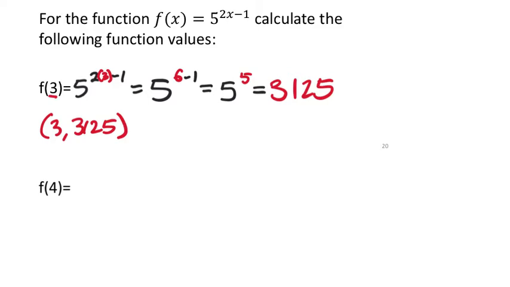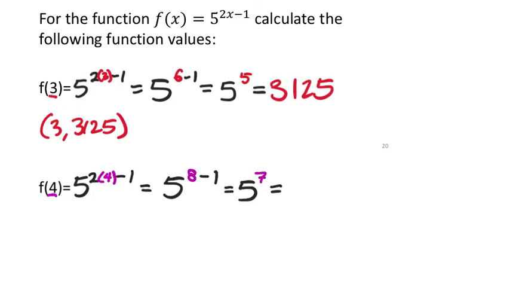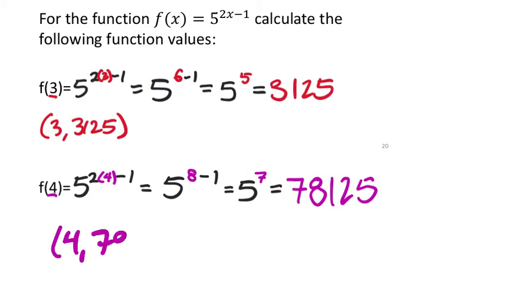Now we need f of 4. So that's 5 to the power of 2 times now 4 minus 1. But the x is 4. So a little bit more work, maybe even than you'd want to do because the calculator would do this. But 2 times 4 is 8. And then we'll subtract the 1. So that's 5 to the power of now 7, which the calculator knows. So I will use the calculator for that one. So I got 78,125. Which again, that would have been the ordered pair, 4, and then 78,125.